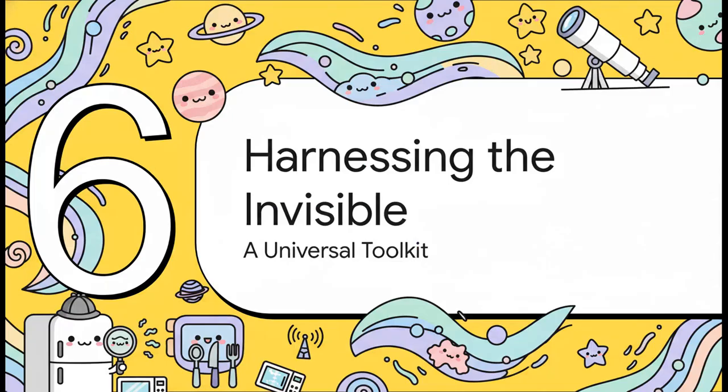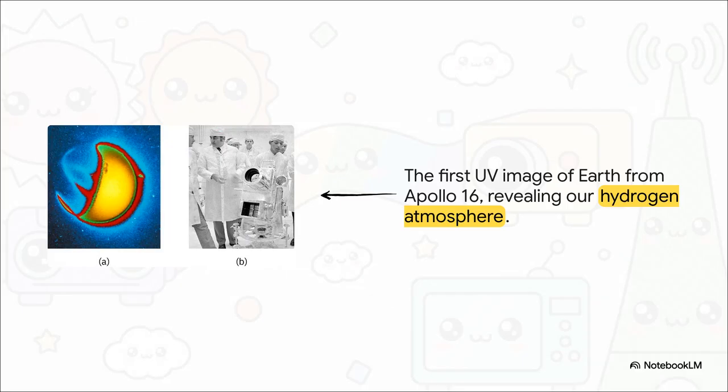So from solving a simple kitchen mystery to understanding the stars, this one amazing concept, the electromagnetic spectrum, has given us an incredible toolkit for interacting with the universe. And there is no better symbol of this than this absolutely stunning photograph. This was taken during the Apollo 16 mission, and it's the first image of Earth ever taken in ultraviolet light.